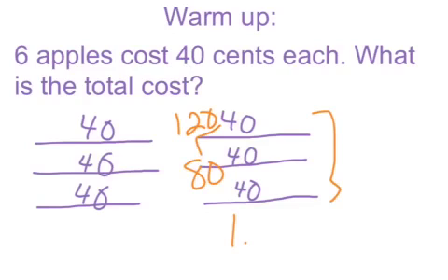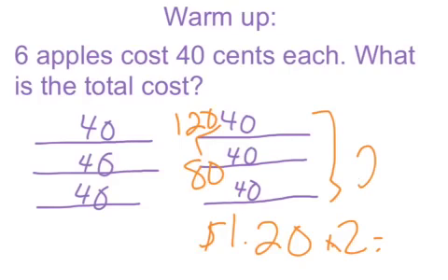120, or $1.20. So I know that if I have 3 apples and they're 40 cents each, it's going to take me to $1.20. And then all I have to do to figure out how much 6 apples would be is just double it. So I would times it by 2, and that is going to get me to $2.40. Now you might have used a different strategy, and that's fine as long as you get to the same answer in the end. That's perfectly okay.